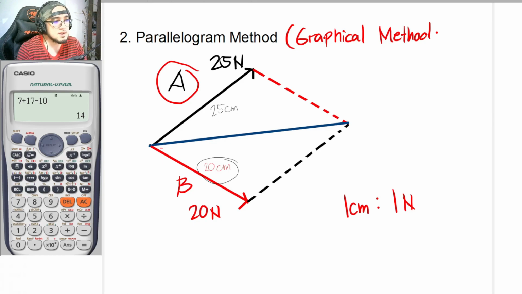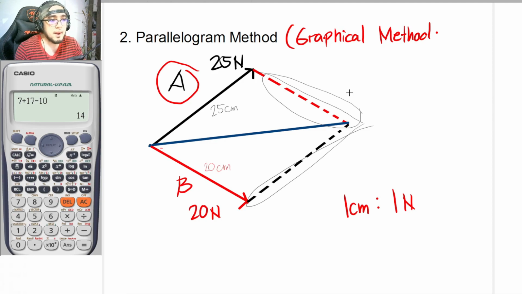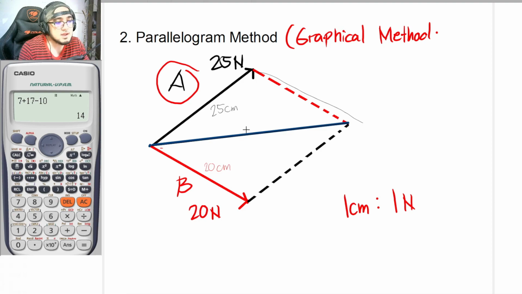So this one represents 20 newtons and this one represents 25 newtons. Once you have drawn these imaginary edges and your parallelogram, draw a line from this point to this point and measure it. For example, if you have measured this line as 40 cm, it means that your resultant is equal to 40 cm.